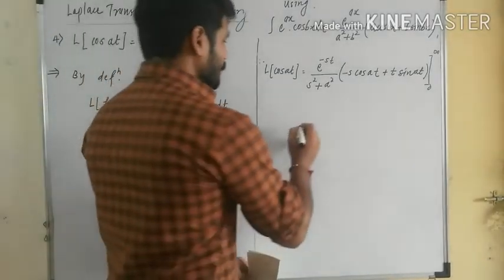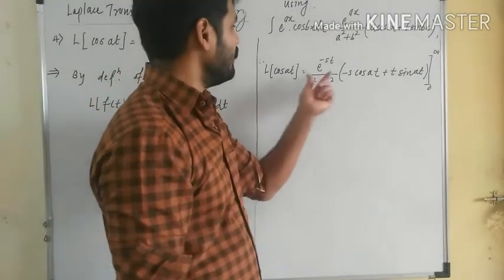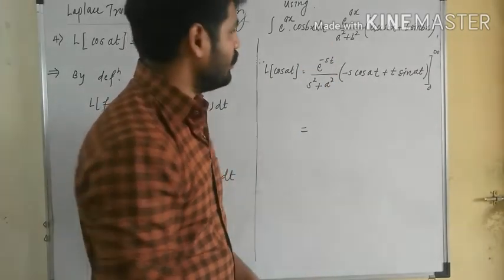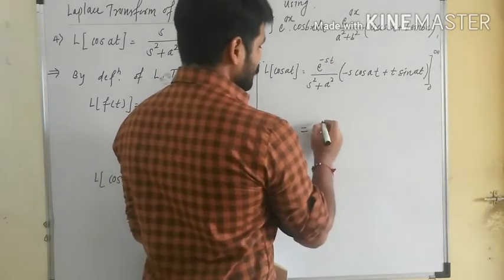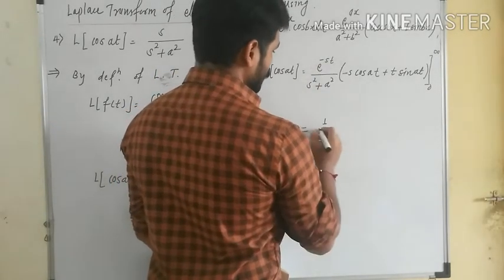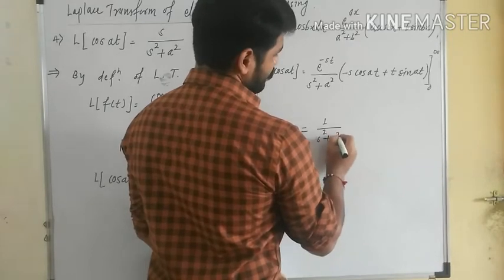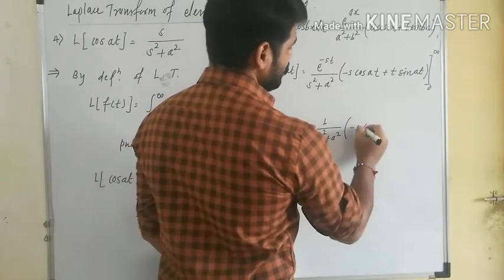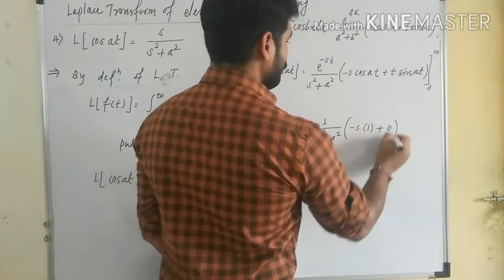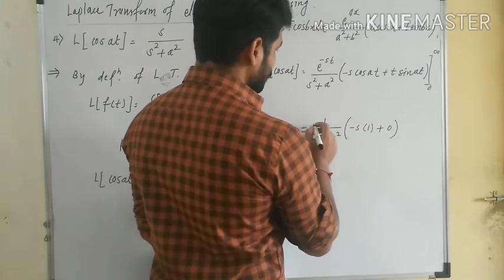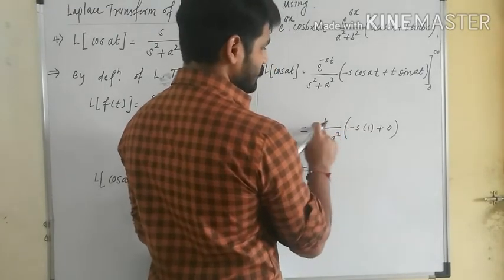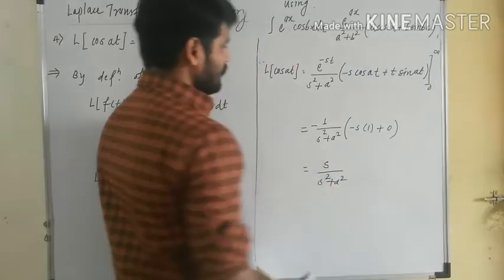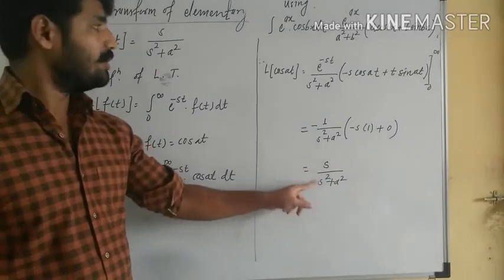Now substitute the upper limit as well as the lower limit. If we put the upper limit here, we get e raised to minus infinity, that is 0, correct. Now we have to put the lower limit. So if we put the lower limit, here we get e raised to 0, which is 1, upon s square plus a square into bracket minus s as it is, here cos 0 is 1 plus a times sine 0, which is 0. So that is nothing but, with this minus and the lower limit minus, plus s upon s square plus a square. So this is the required Laplace transform of cos at.